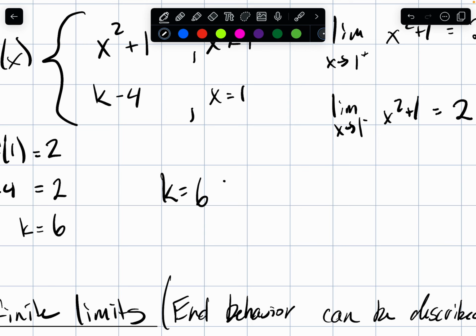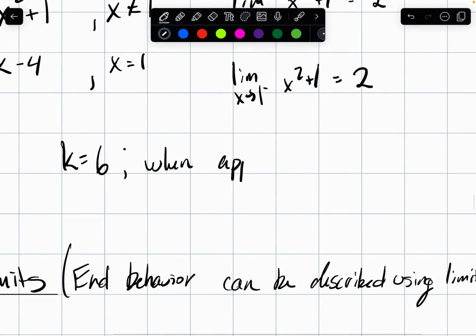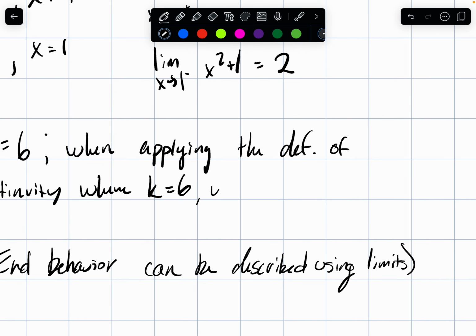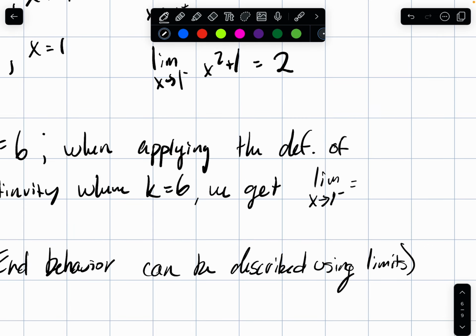No, let's go 1. k equals 6. When applying the definition of continuity, where k equals 6, we get the limit as x approaches 1 on the left equals the limit as x approaches 1 on the right, which is equal to f of 1, which is equal to 2.